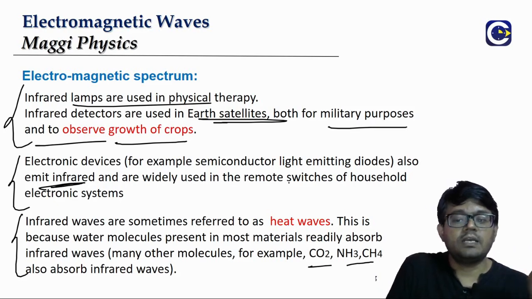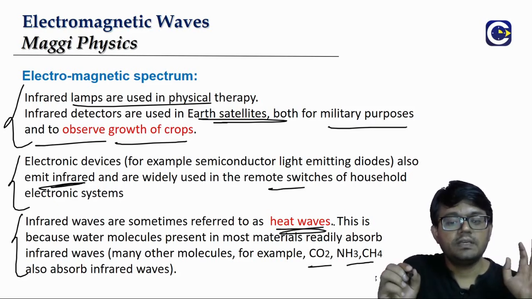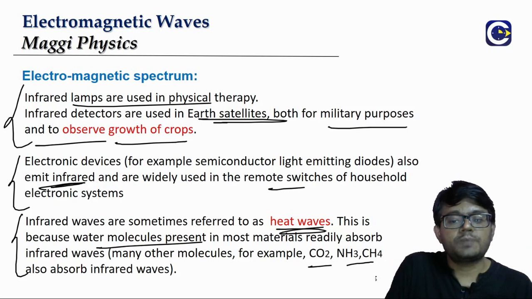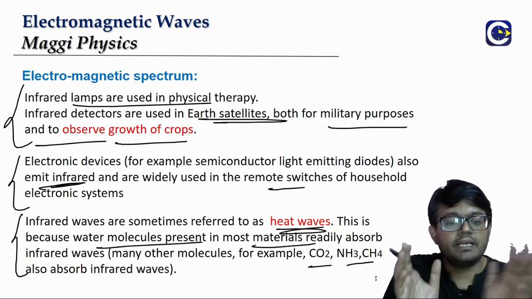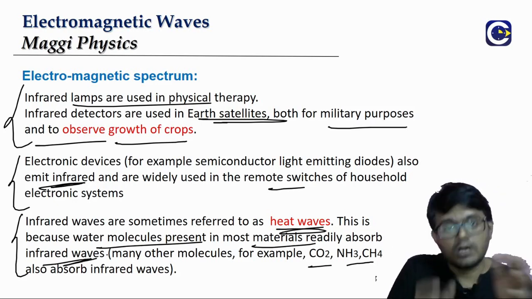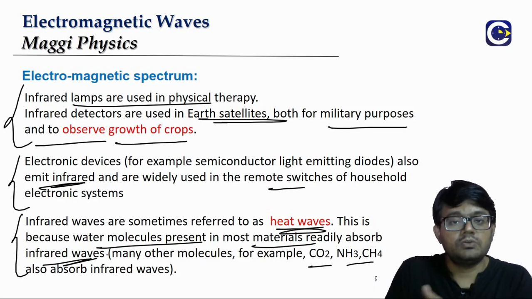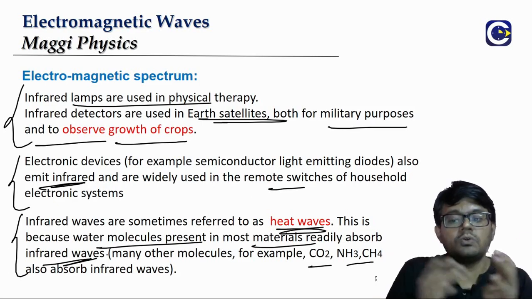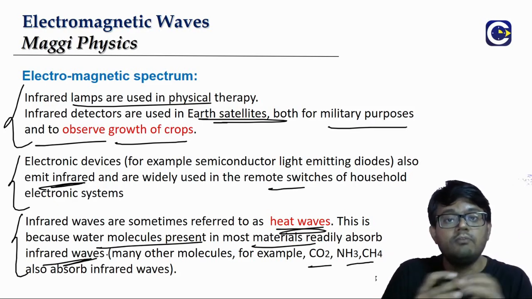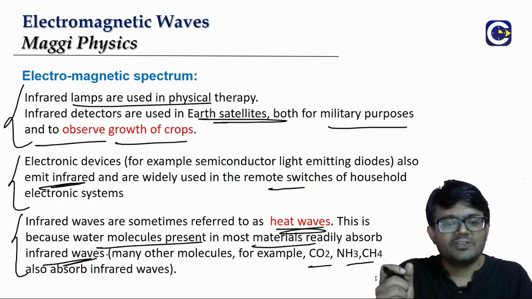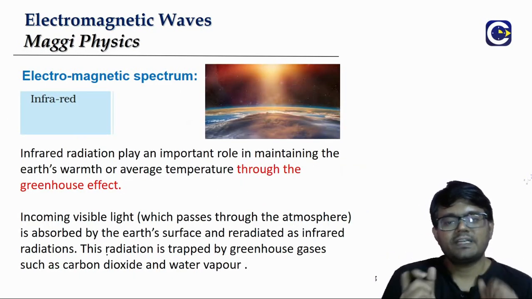அதனால என்ன தெரியுமா, they are also referred to as heat waves. Because the water molecules present in most of the materials will be readily able to absorb infrared. Water molecule மட்டும் கிடையாது, even the other molecules in the atmosphere, CO2, ammonia, இதெல்லாம் they will be able to absorb the heat. Okay, so அதுதான் நம்ம greenhouse effect அப்படின்னு சொல்லுவோம்.